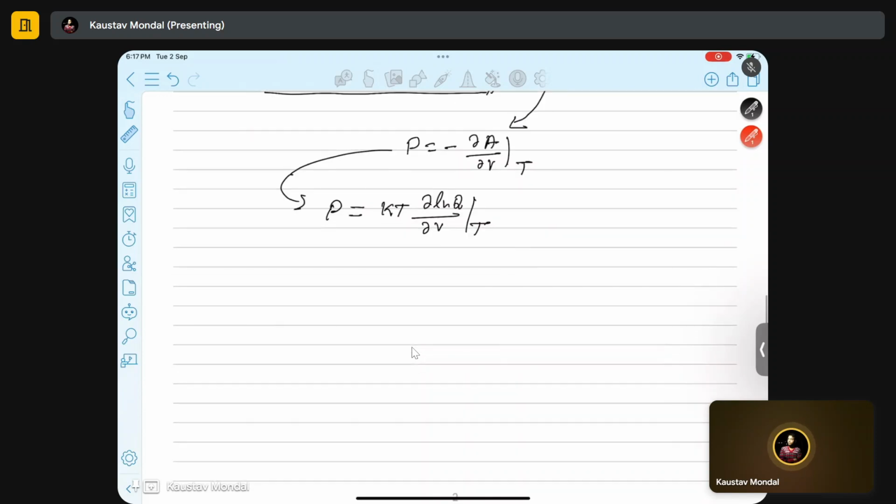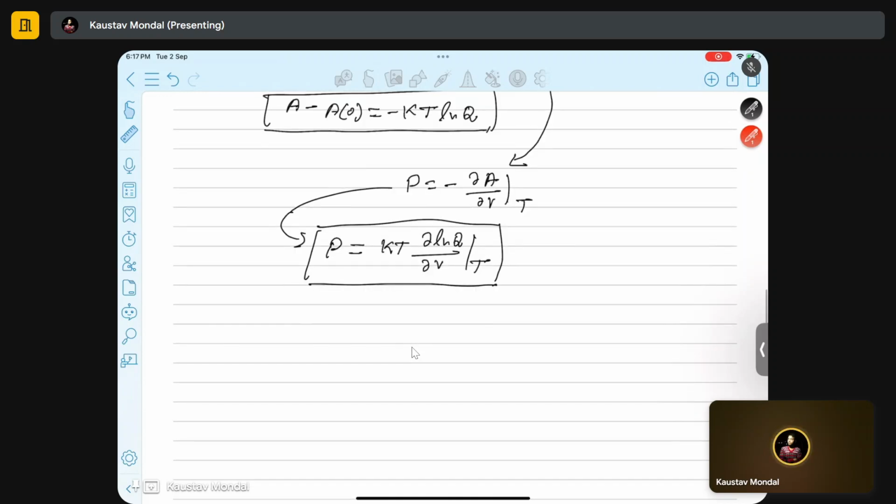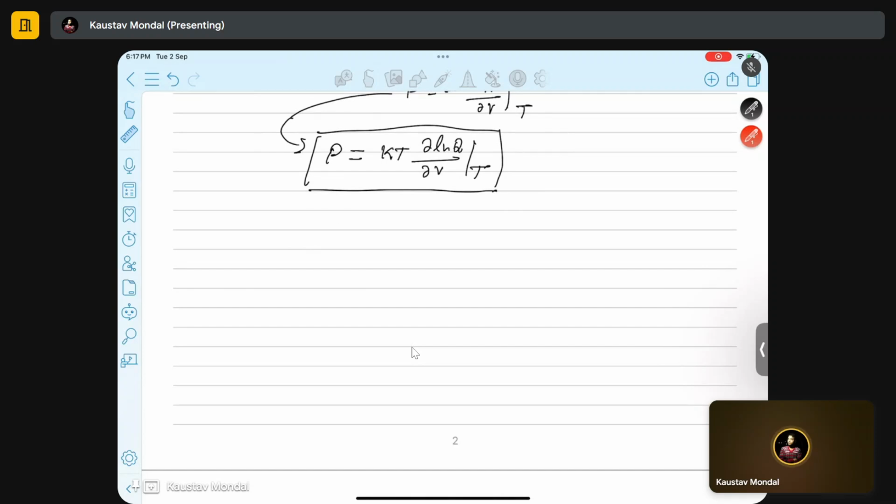And next, what we have done is verify whatever we have derived, like the pressure and the Helmholtz energy, to see whether it is consistent with thermodynamics or not. To check that, we calculated the pressure for an ideal gas. We considered the ideal gas with indistinguishable particles, so we took the expression of capital Q like this: Q to the power n by n factorial.